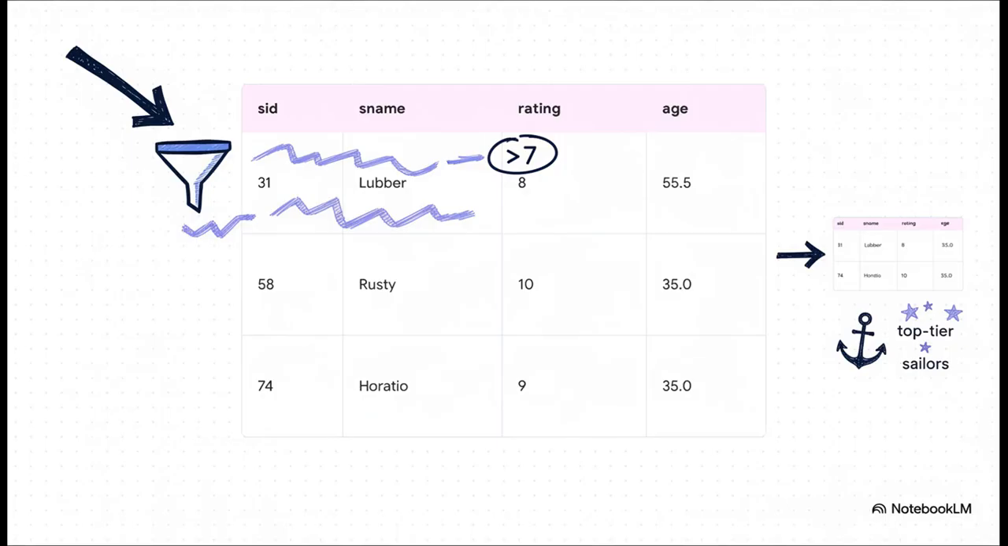And here's a perfect example of that. Let's say we want to find all of our top-tier sailors, the ones with a rating greater than 7. The selection operator just goes row by row, checks the rating column, and keeps only the ones that pass the test. And what we get is this new, smaller table that only has our most skilled sailors.